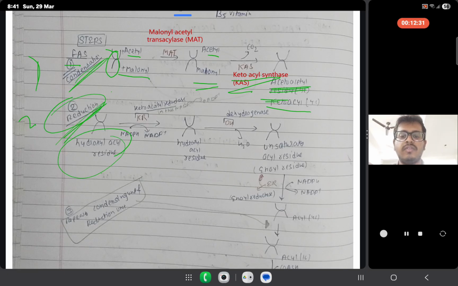Hydroxyacyl residue is formed in the presence of ketoacyl reductase, and in that process NADPH is converted to NADP plus. Now, I have written something wrong here. Acetoacetyl residue is converted to hydroxyacyl residue. Sorry for the mistake here. It must be that acetoacetyl residue is converted to hydroxyacyl by the reductase.